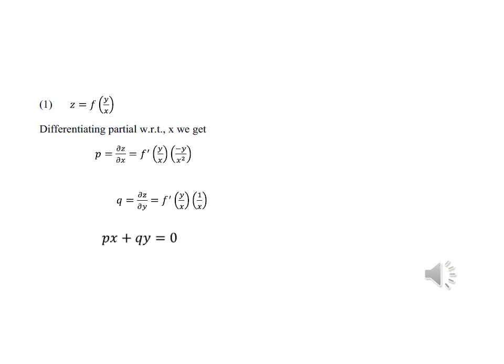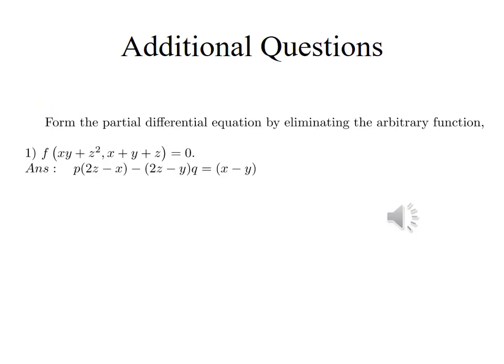Here clearly you can divide and eliminate the arbitrary function. So p divided by q is equal to minus y divided by x. So finally we get px plus qy equal to 0. Now try to solve this question also, forming the partial differential equation by elimination of the arbitrary function f of (xy plus z square, x plus y plus z) equal to 0. The solution is also given. You try to do this question and find whether you are getting the solution.